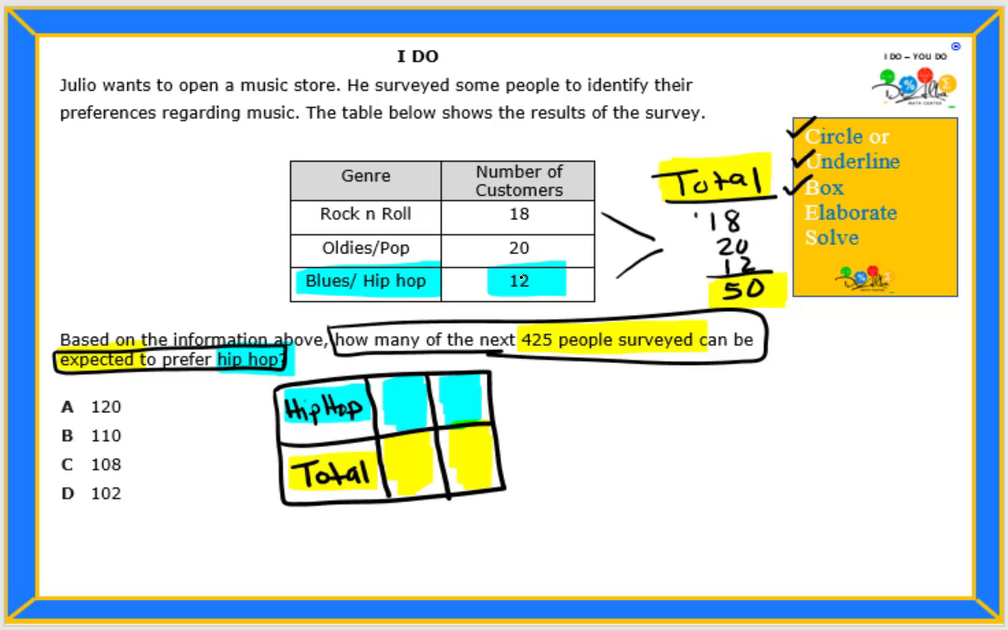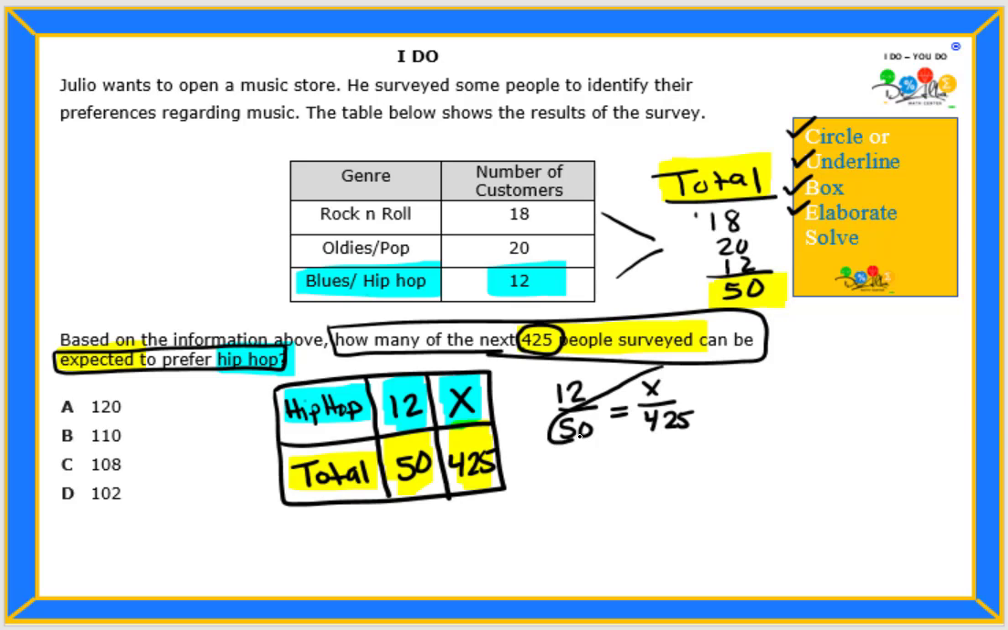So looking back at the information we had gathered, 12 people surveyed picked hip hop out of 50 that were surveyed. So our question is, how many of the next 425? So that would be our total here, would like hip hop. That's what we're looking for. So that's our question. That's the X. And now we can use this information to solve by using the proportion. So 12 over 50 equals X over 425.